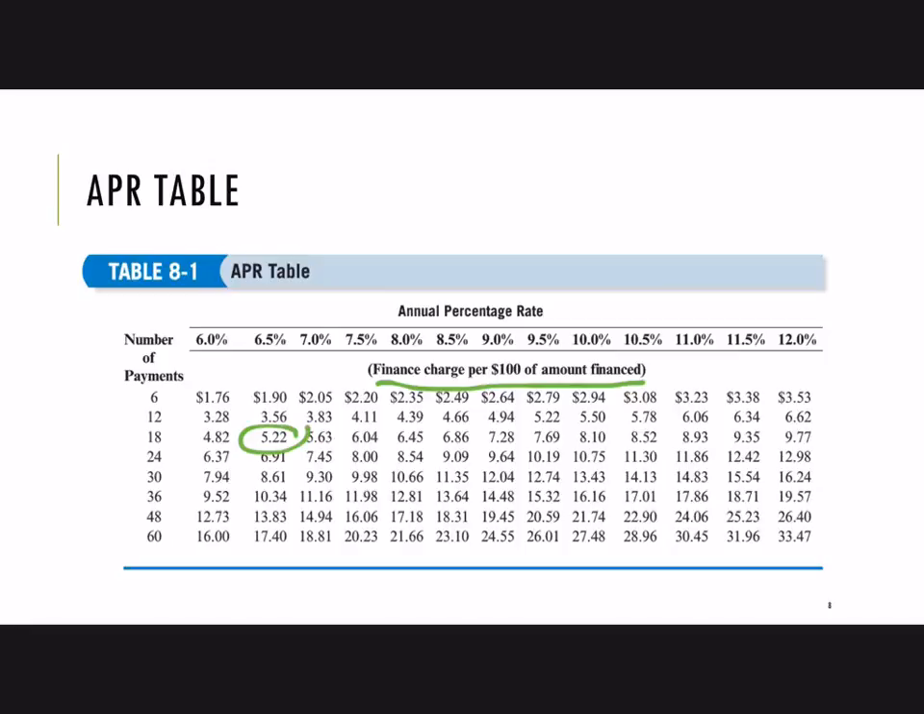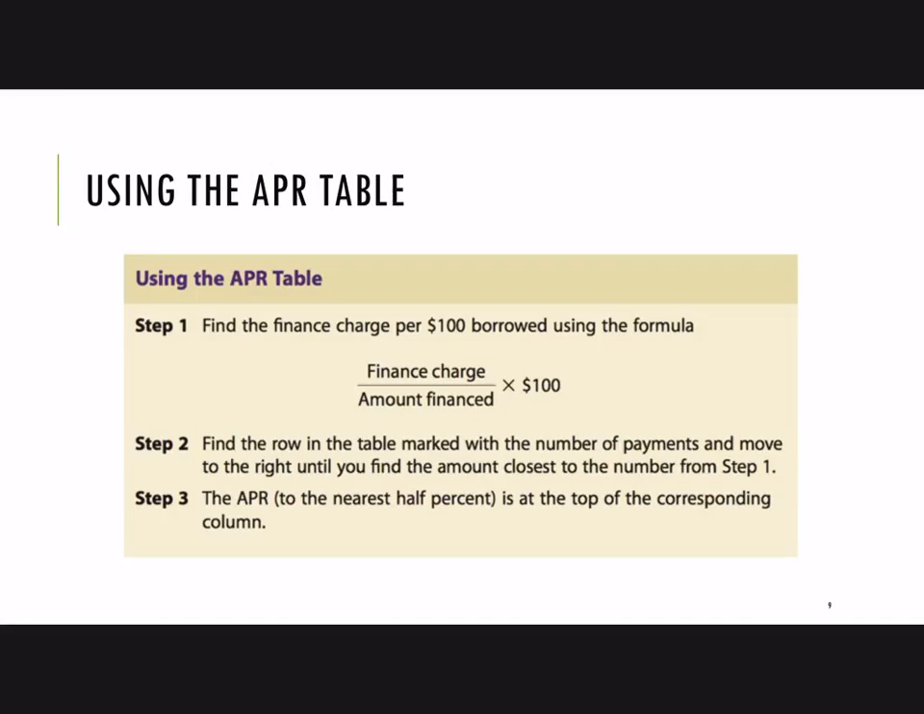Okay, 5.22. So this is telling us that for every $100 of a loan that someone has, they're paying $5.22 in interest, assuming they're also making 18 payments. All right, so that's a loan for a year and a half with that amount of interest. So you can see we're not actually going to probably land exactly on some of these numbers, but we can use them to just estimate the APR.